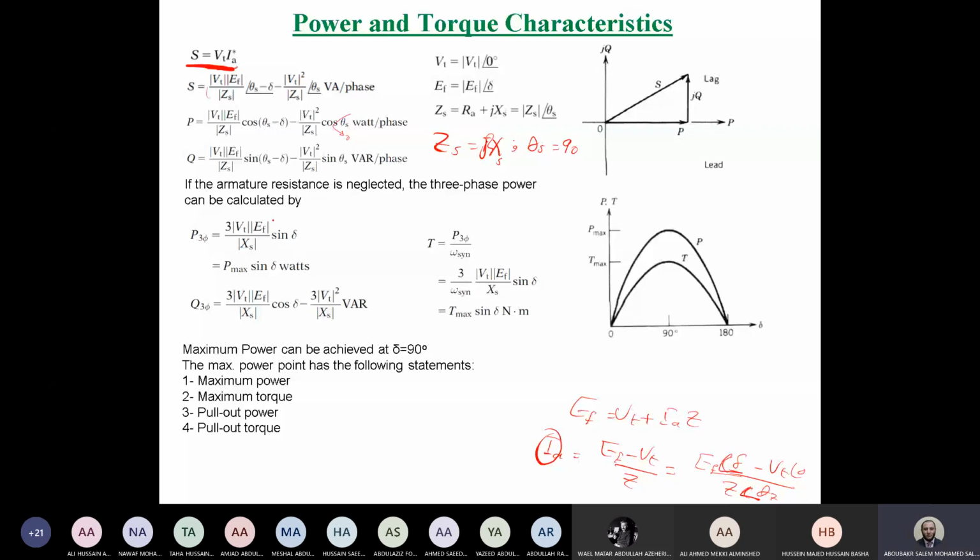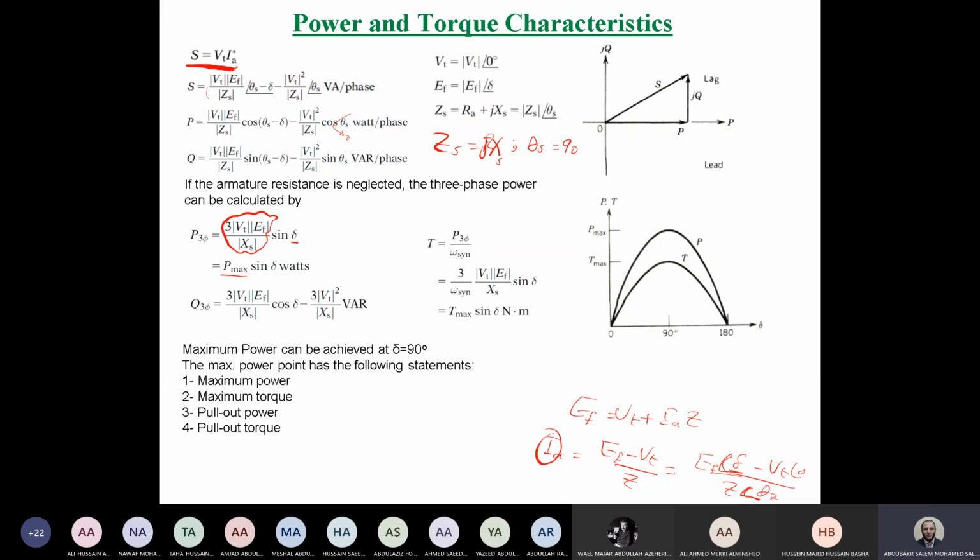Any part besides the sine wave we can call the maximum value. So we can say that this is P maximum sine delta. So P maximum is 3 V terminal EF over XS. Delta, we call delta the power angle now. Why? Because it's very clear: the power is proportional to the value of delta. So we can say the angle delta is the power angle.